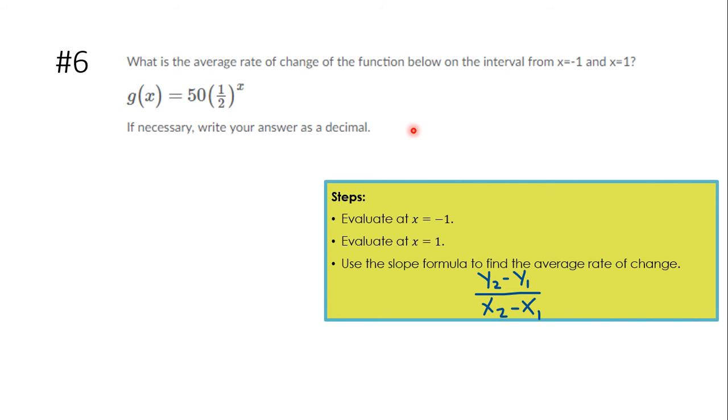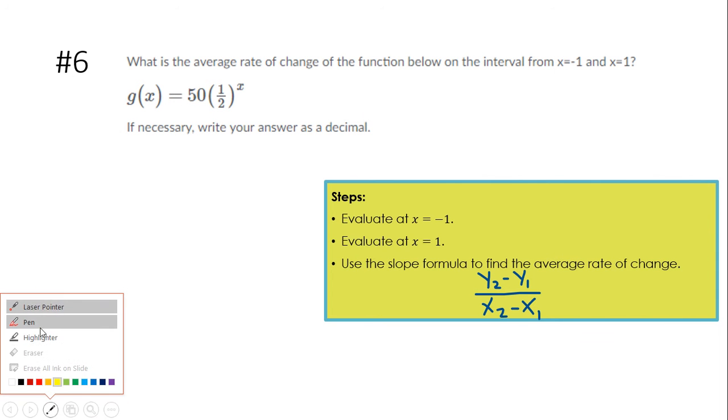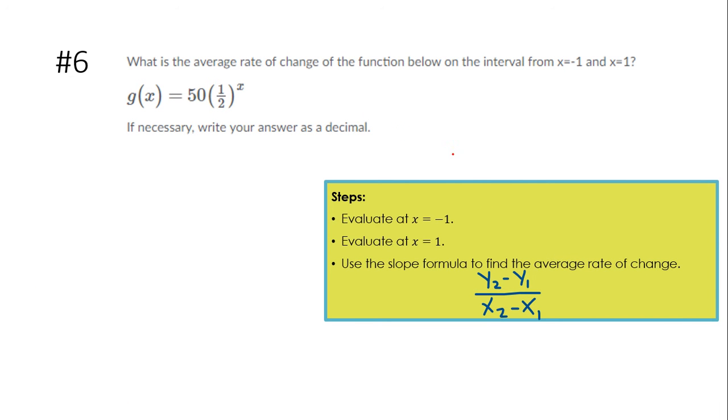Number 6, what is the average rate of change of the function below on the interval from x equals -1 and x equals +1? Okay, so when we're finding the average rate of change, you first have to evaluate your function at x equals -1. So g of -1, you're literally going to take your x, you're going to plug in -1. That's going to give you your y1. You're going to do the same thing with 1. Now you're going to plug in 1 for x, and that's going to give you your y2.